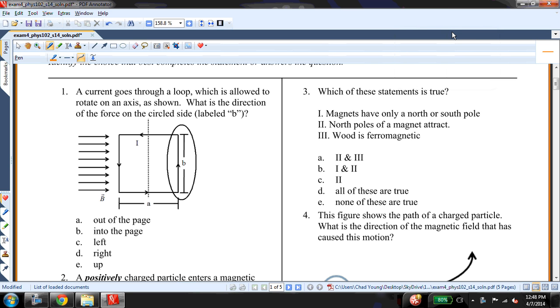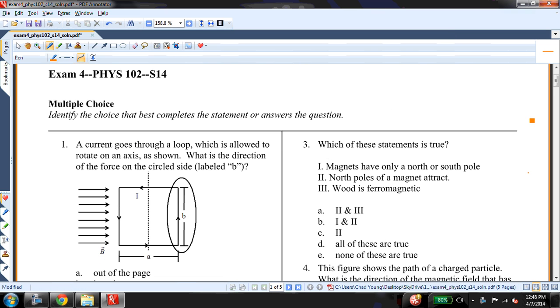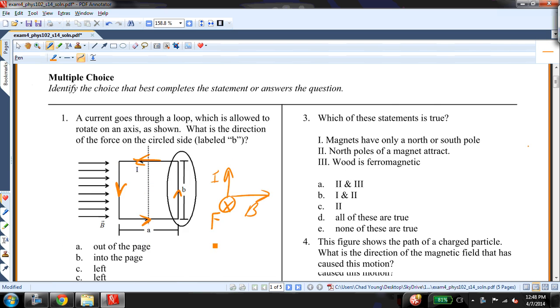Okay, this is exam 4 for Physics 102, Spring 2014. First, we have a current going through a loop. That current is going in this direction. And I want to know what is the direction of the force on this side, labeled B. All right, so my current is in this direction. My magnetic field is in this direction. And so the force is into the page.